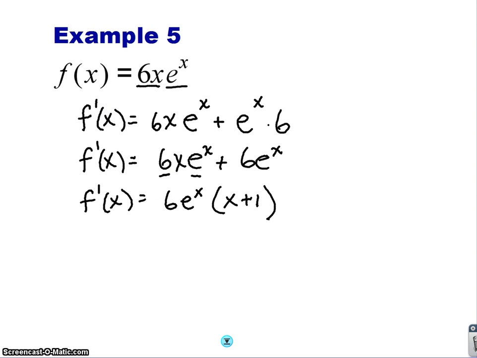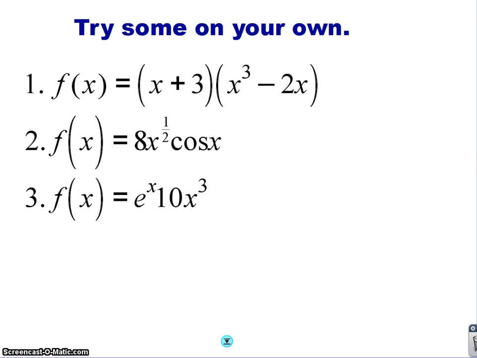Alright, so here's a couple more for you to try if you want to try some on your own. We will go over the answers to these in class. Again, if you see the first one, product of two functions, you could use the FOIL method. You could try that. Or you can just go straight to the product rule. And then two others for you to try.